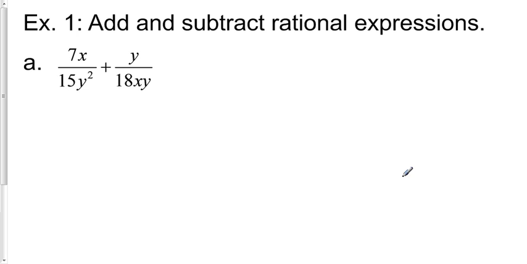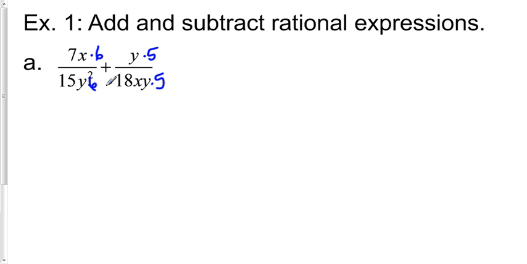Let's work on some more like that with these variables. So we've got 7x over 15y squared plus y over 18xy. Now we want to study the denominators, okay? So I'm looking at first the numbers 15 and 18. What's a common multiple? 15 and 18, and this might take you a while. They actually both go into 90. 15 times 6 is 90. So I'm going to multiply that first one by 6. And 18 times 5 is 90.